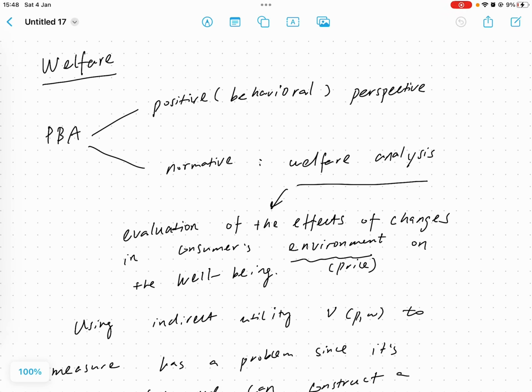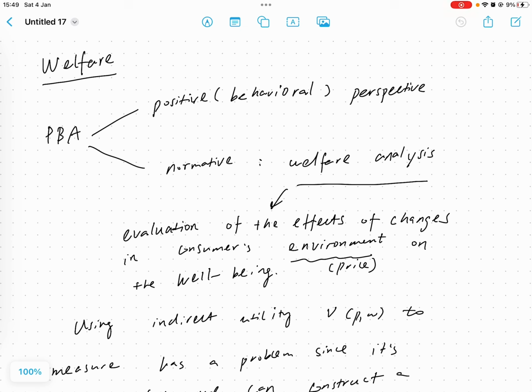Hello. So today let's discuss the welfare theory. Previously, based on the preference-based approach, we discussed the so-called positive or behavioral perspective of economics, including the utility maximization problem and the expenditure minimization problem. But there is an alternative perspective called normative.